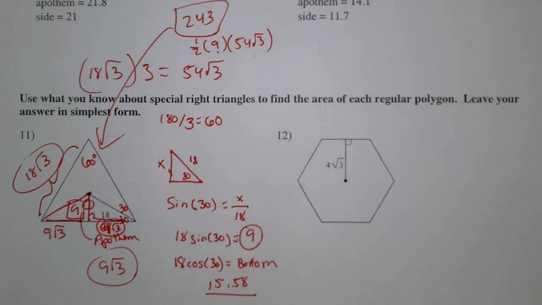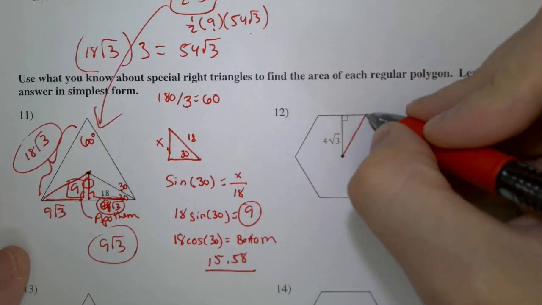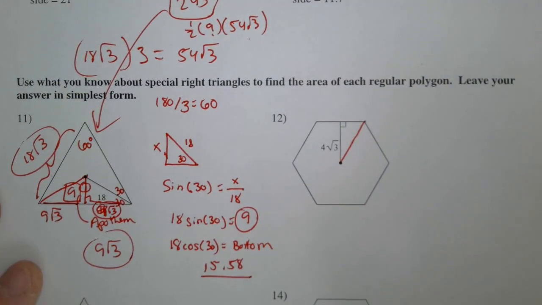All right, I'm going to do one more of those. That was rough. That was probably a very difficult question. And let's do another. So here we have the apothem. 4 square root of 3 is the apothem.